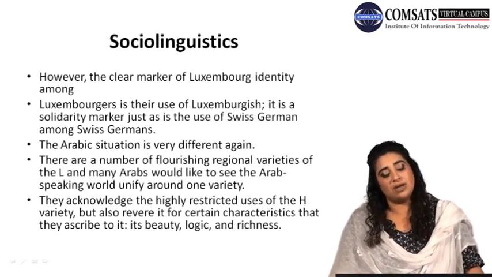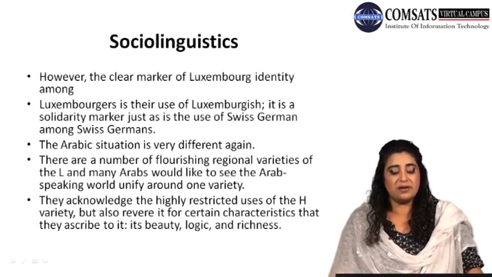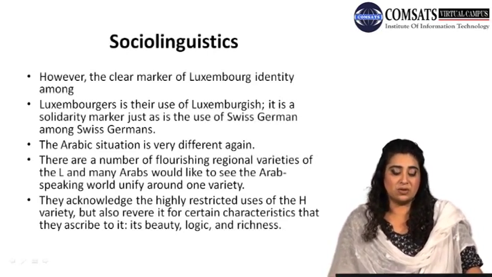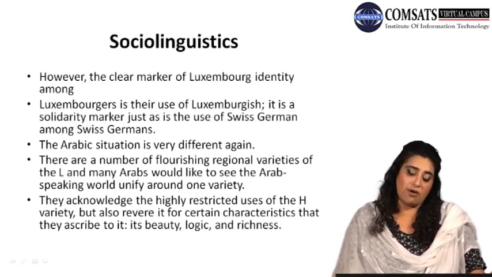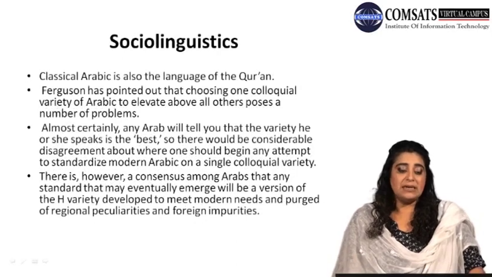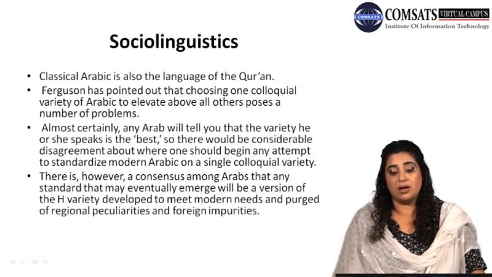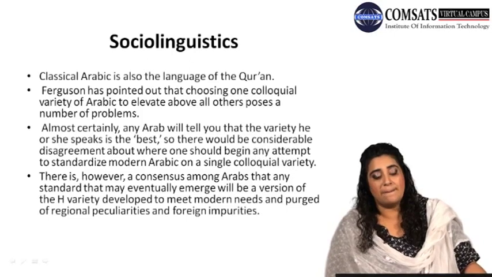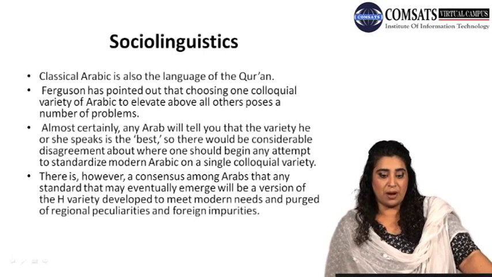Now they acknowledge the highly restricted uses of the H variety, but also revere it for certain characteristics that they ascribe to it: its beauty, its logic, and its richness. So they are proud of the beauty, logic, and richness of the high variety of the Arabic language. Now, classical Arabic is also the language of the Quran. So that would be classical Arabic, which was based long ago, and it also is used in the Holy Quran.